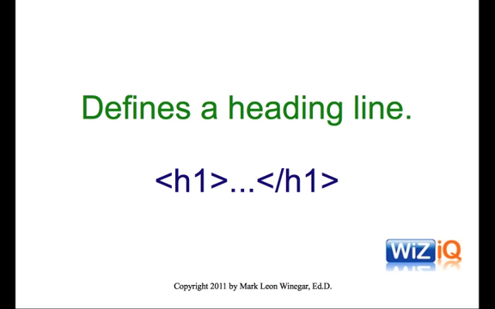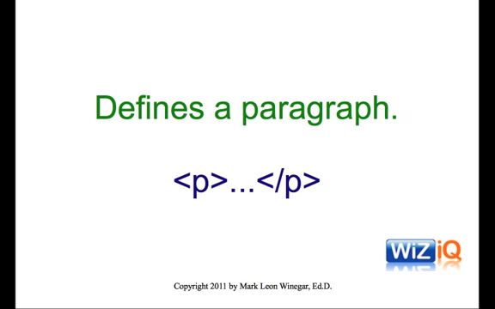H1 defines a heading line. In fact, there are 6 different sizes of heading lines. Number 1 is the largest. If I wanted the smallest, I would use H6 in place of H1. And again, it's a toggle tag. You have to turn it on and turn it off. Also in the introduction, they use a paragraph tag to format the paragraphs of their text. P is the paragraph tag, and again, it's a toggle tag. You turn it on at the beginning of the paragraph, turn it off at the end.